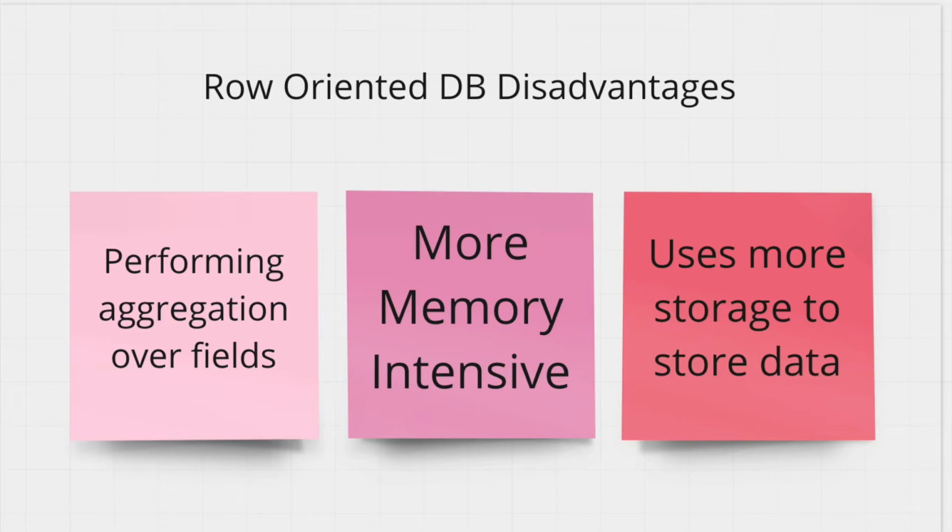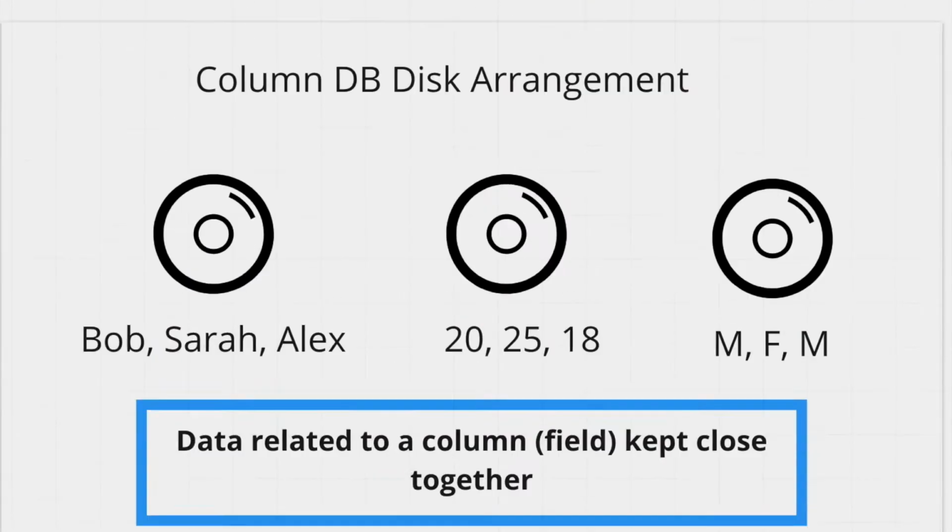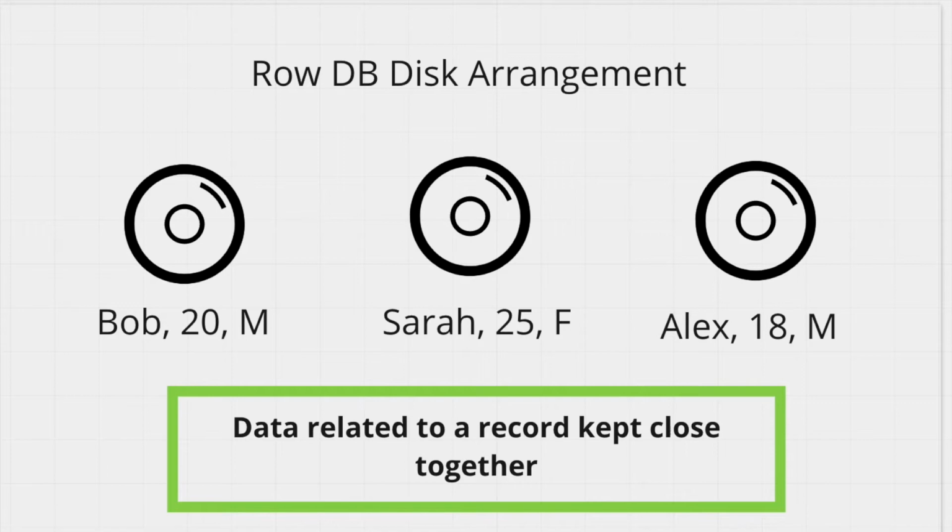That's because if you look at the way the row-oriented database's data is laid out, let's just go back for a reference. Okay, so this is the row-oriented database. If you were to find the average age, you would have to look at all three disks and then find the average. Given you have to seek multiple disks, this process is very slow.